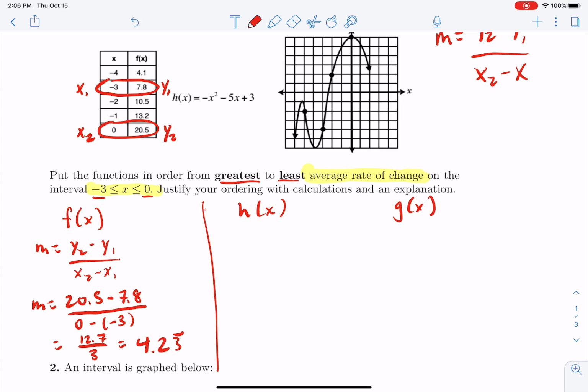Okay, so finally let's look at h of x. H of x is a little more challenging because we're just given an equation here. But ultimately our goal is the same: we're going to be finding the average rate of change. To do that, I need to find the y values, or h of x values, on that interval. So what is h of -3 and what is h of 0?